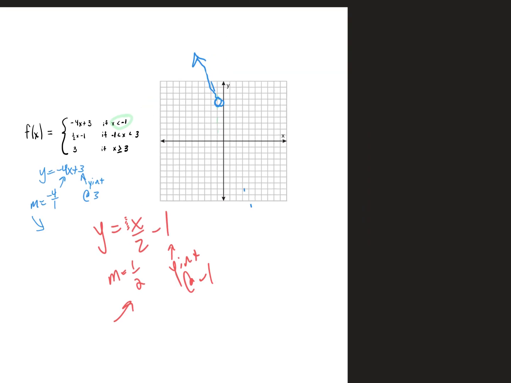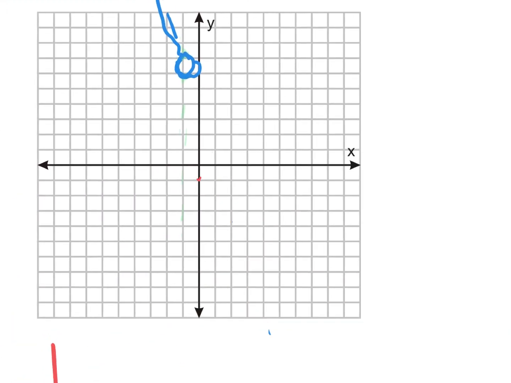So I'm going to go to negative 1. I forgot to erase right there. I'm going to go to negative 1, and then my slope is up 1 over 2. So up 1 over 2, up 1 over 2, up 1 over 2, down 1 over 2, down 1 over 2, and so on. So here's my line. And again, you guys are welcome to use my color pencils and stuff on the test.